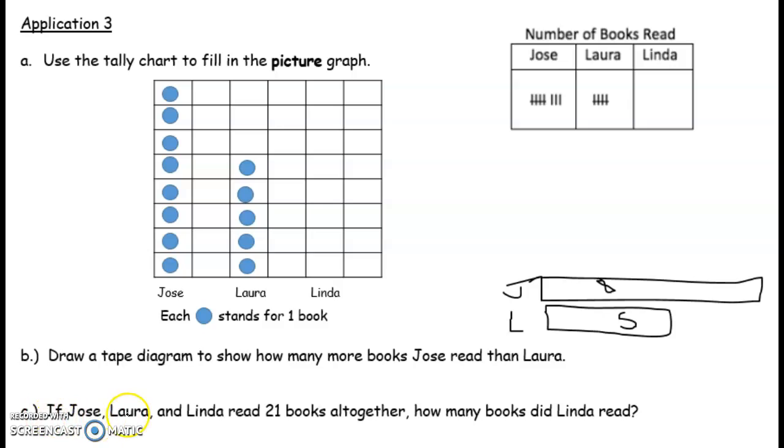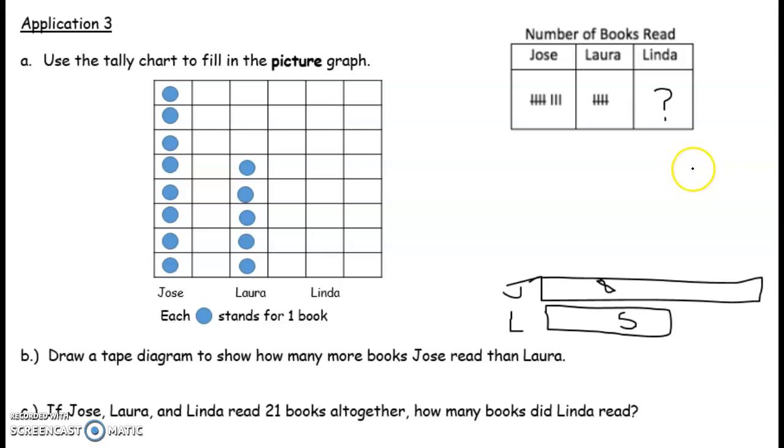Now, letter C. It says if Jose, Laura, and Linda read 21 books together, how many books did Linda read? So let's read that again. If Jose, Laura, and Linda read 21 books together. So first, we need to determine how many steps it takes to get to this answer. Now, in order to answer that question, we're going to have to take a look at all of the books read. It looks like Linda doesn't have any tally marks. So really, this is what we're trying to get to.